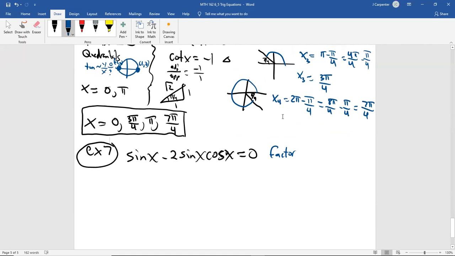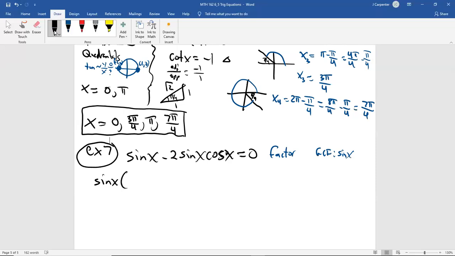Factor. Well, what can I factor? I don't see any sine squares. Well, I do see a sine here and a sine here. That makes it a GCF. So here's a GCF, sine x. So we're going to pop that sine x out, open a parentheses.